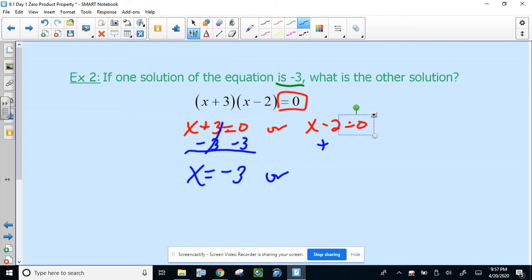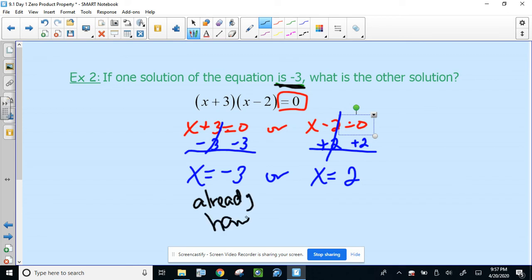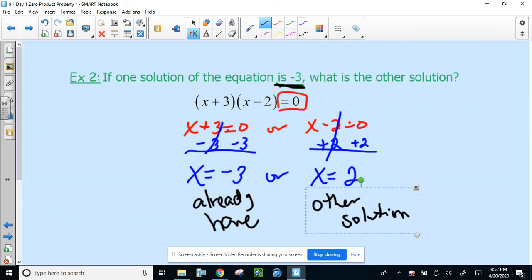Or we would solve the other one. We would add 2 to get x by itself, so that the negative 2 and positive 2 go away. x equals 2. Well, since we already know that one solution we already have is negative 3, then that means the other solution has to be 2, because that's the other answer that we have. So that's all that is. That's all that they're asking you to do. So hopefully this is not too terrible.